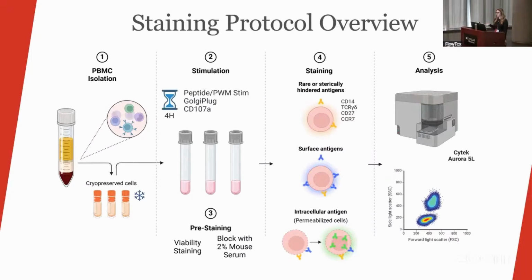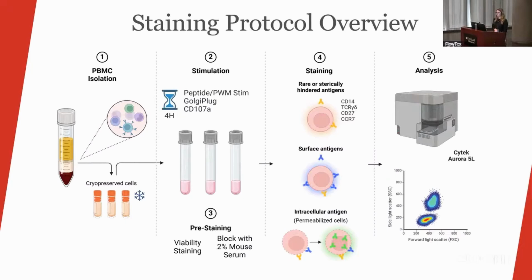So blocking, then rare or sterically hindered antigens. TCR gamma delta is very well known for needing to be stained first. CD14 as well is not very reactive. The only clone that is reactive for African greens is M5E2, and it's still not great. So I can boost a little bit of detection by adding that first. And then CD27 and CCR7 are also some problem children that we've added to the beginning.